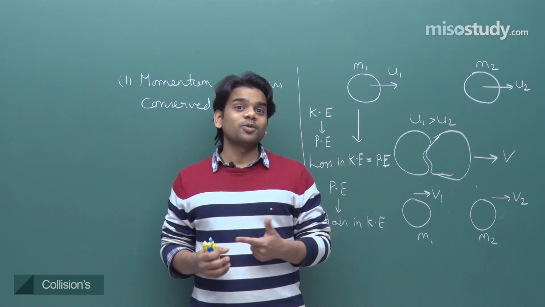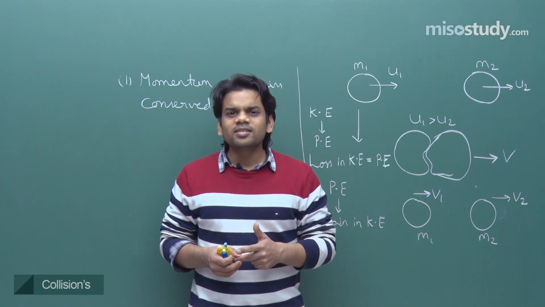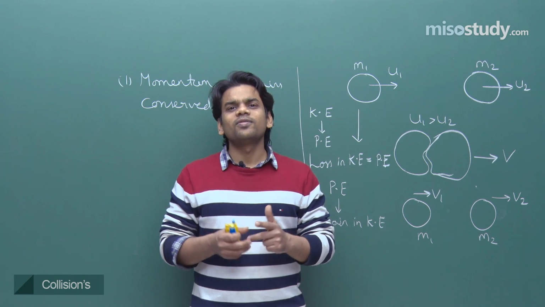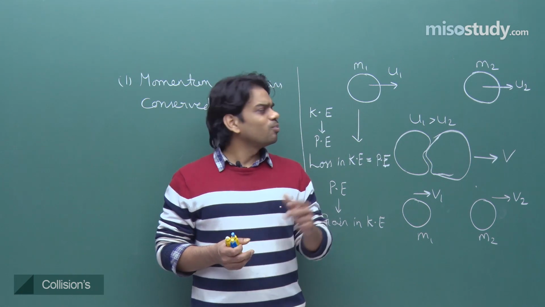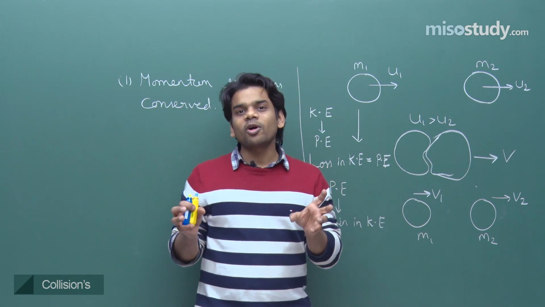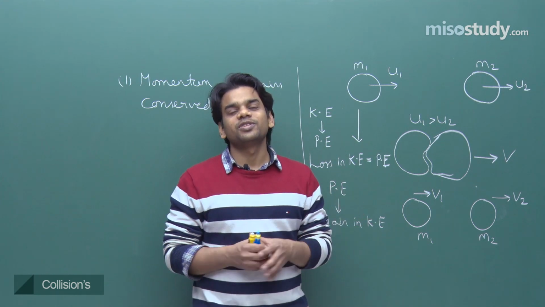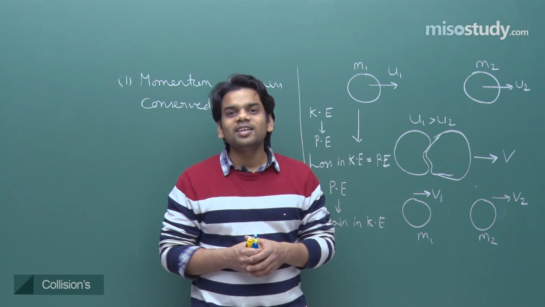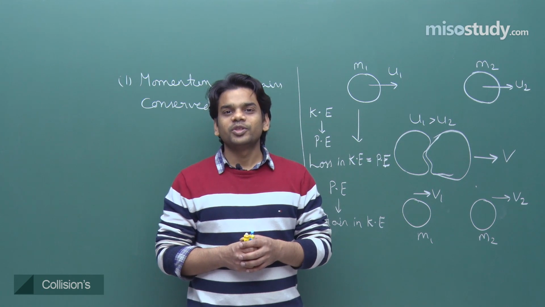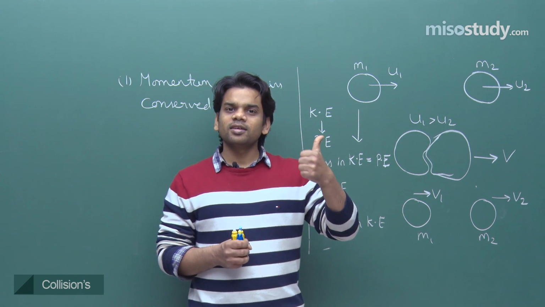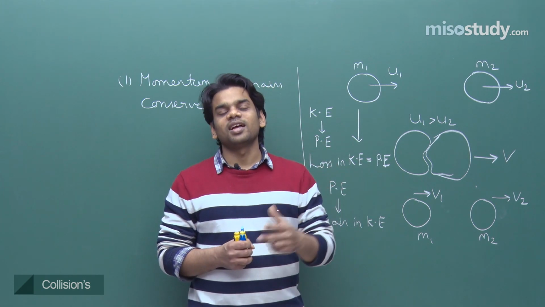Second case, maximum kinetic energy is lost. Third case, a small amount of kinetic energy is lost and the bodies move separately with some deformation, that means with some potential energy with them. That is the partially elastic collision. Three collisions: perfectly elastic, perfectly inelastic and partially elastic.